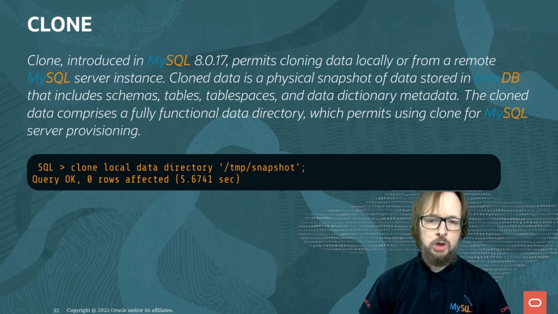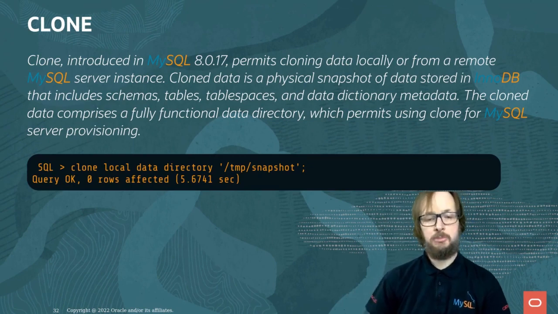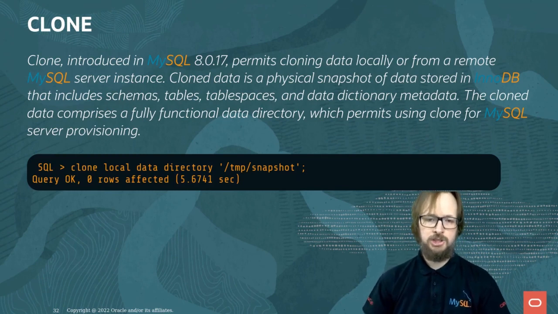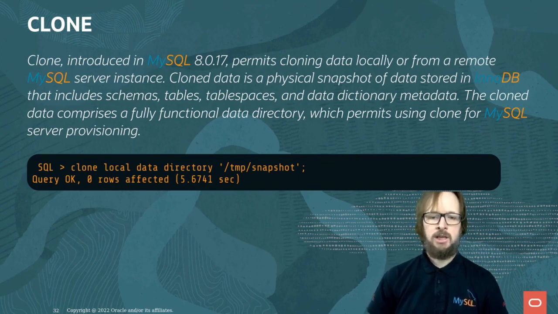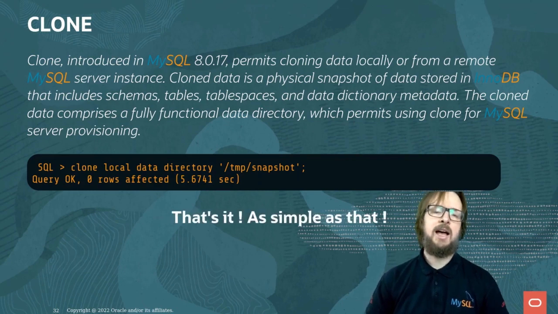So how does it work? In SQL, because this is a SQL command, we just do clone. Because I want to clone it locally, because I have only one machine now, I do clone local data directory and I give where I want to put that data snapshot. And that's it. As simple as that. So clone is very fast, it's in parallel, it works very well. I know a lot of companies who have moved to this technique, and this is a very recommended technique if you need a full consistent snapshot.